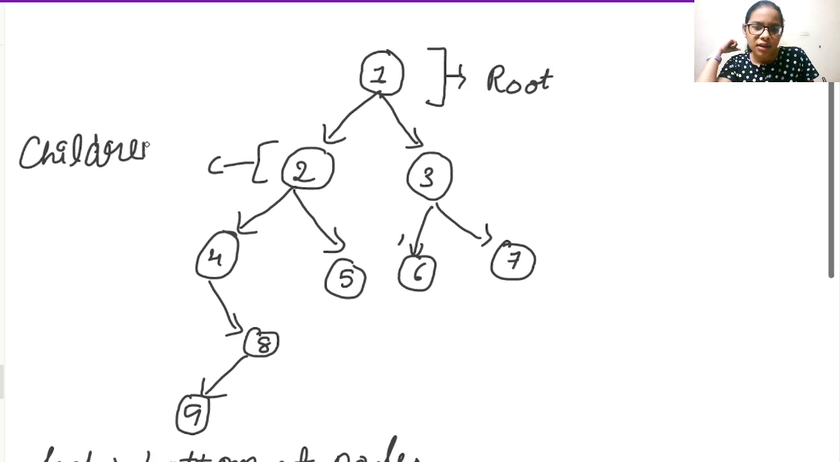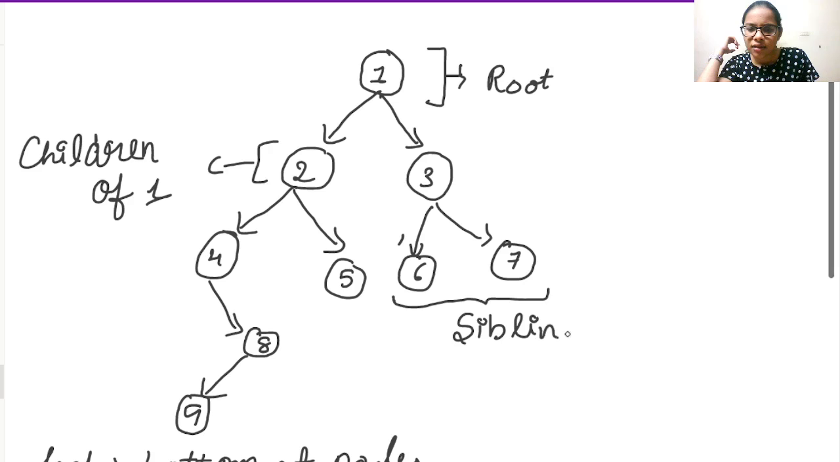There are many terminologies in a tree data structure, but over here we will discuss only the important ones. The children of 1 are known as children of 1, and together they are also known as siblings. The nodes which have the same parent are known as siblings.